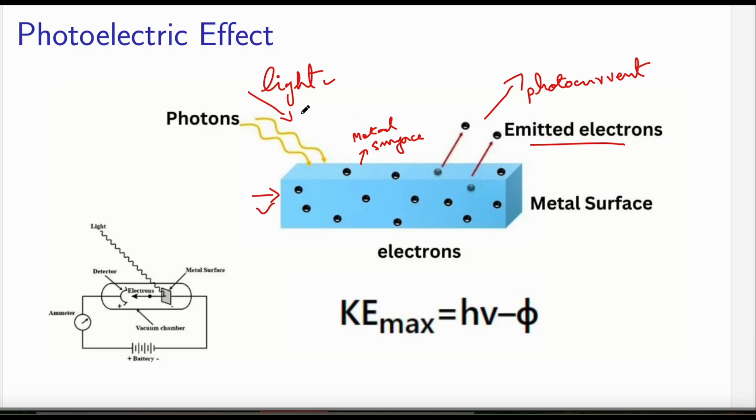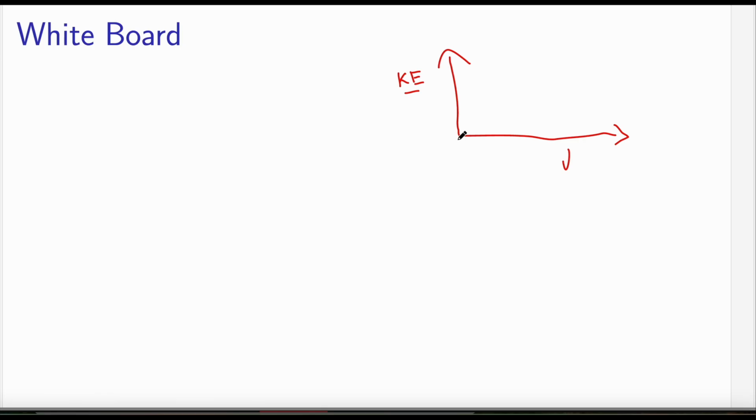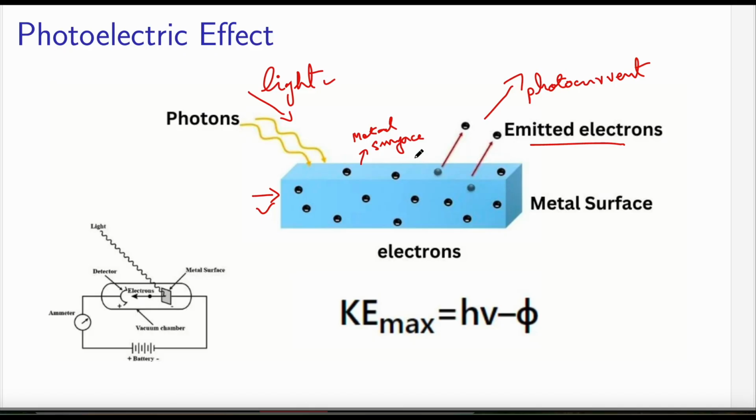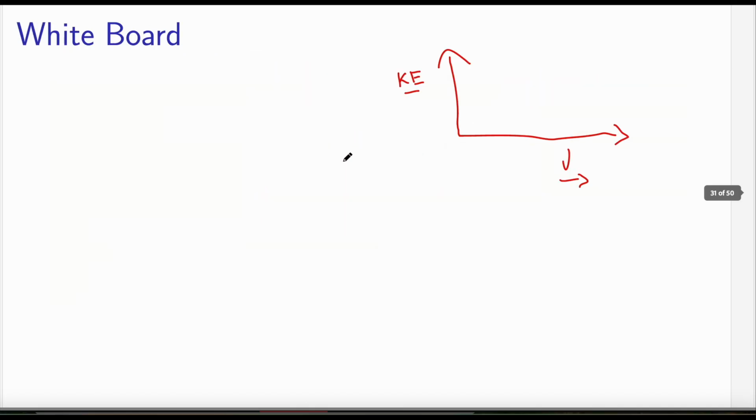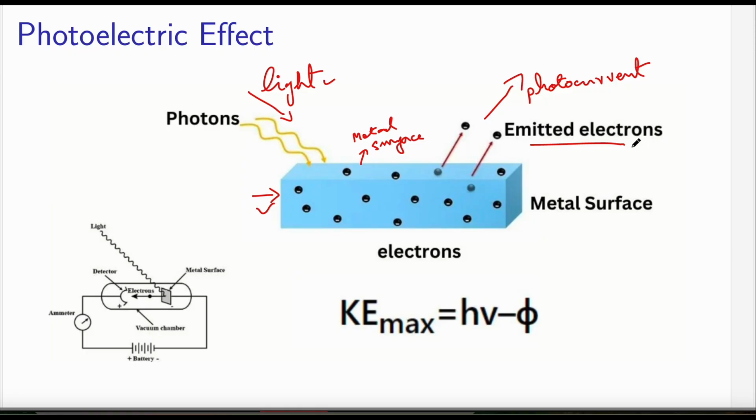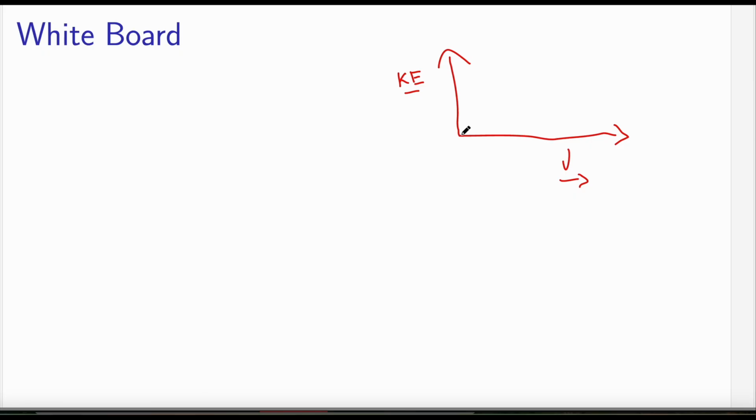So when the frequency is very low, what happens? We are going to see the behavior of the kinetic energy of the electron versus the frequency of light that is falling. When light has very low frequency, there is no emission of electrons, so there will be no kinetic energy of electrons. Initially it will be like this, and then it will increase like this.